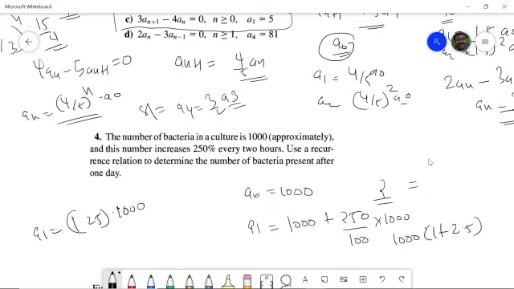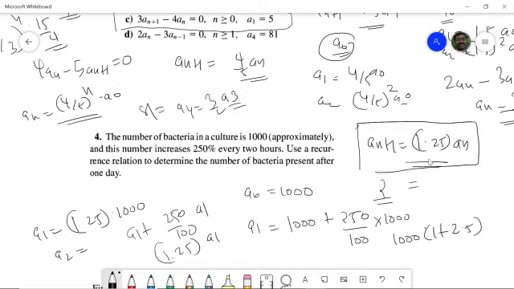Now a2, after 2 hours, will again increase by 250%. Once again you will have this term: a1 plus 250 by 100 into a1. There also you can see that it is 1.25 into a1. So the general term is a(n+1) equals 1.25 into an. Only if you write out the terms will you understand. So this is the general formula of this sequence.